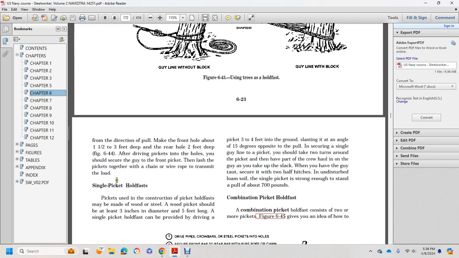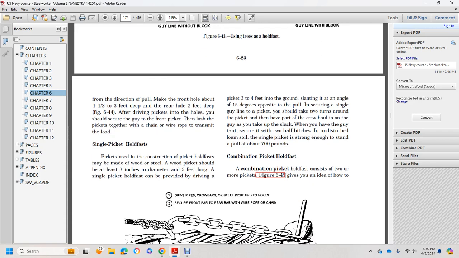Single picket hold fast: the picket is made of wood or steel. A wood picket should be at least 3 inches in diameter and 5 feet long. For a single picket hold fast, drive the picket 3 to 4 feet into the ground, slanting at an angle of 15 degrees away from the pull. To secure a single guideline to the picket, take two turns around the picket to have part of the guy to haul, which takes in the slack. Secure it with two half hitches. The single picket with a string holds enough to stand on the pole, about 700 pounds.